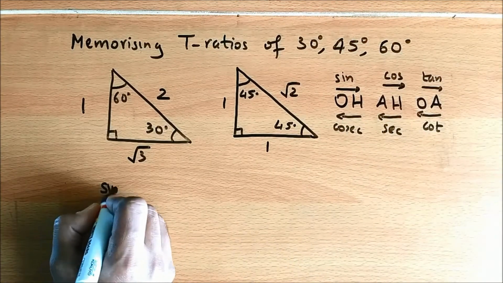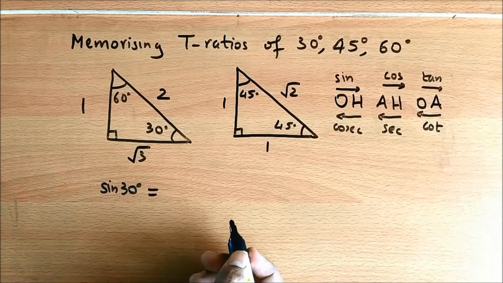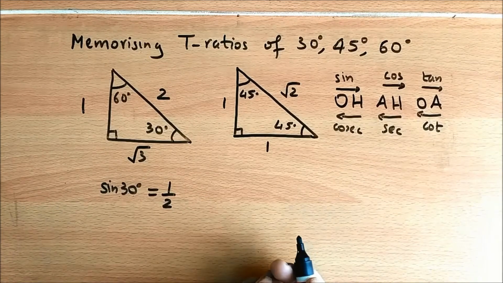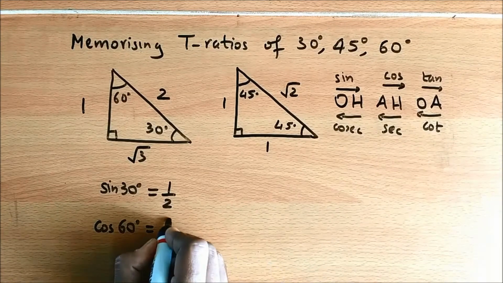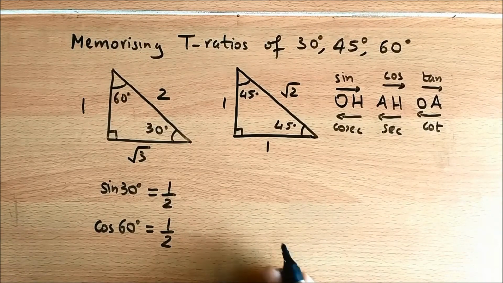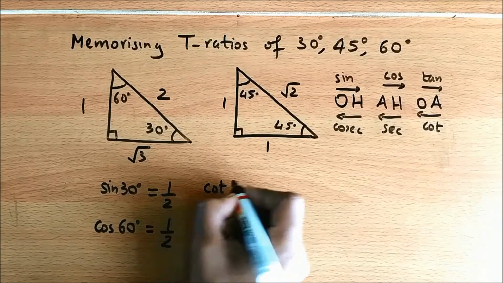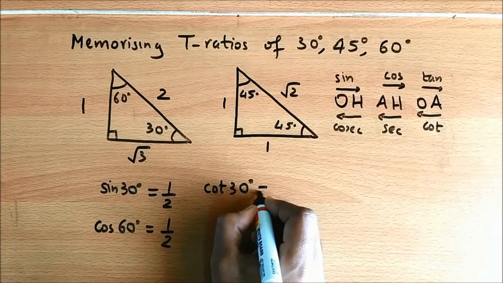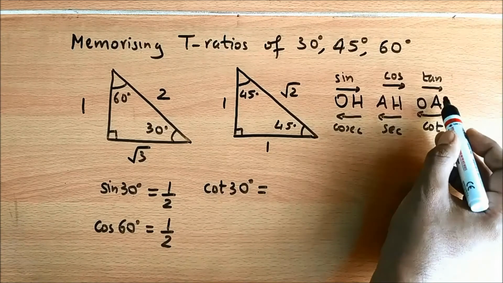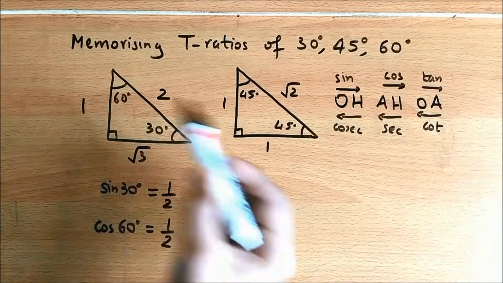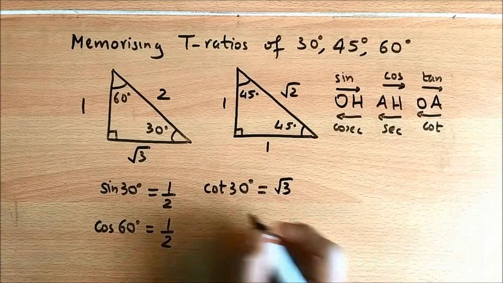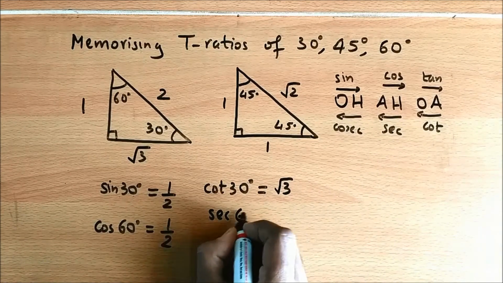Suppose I want to find sine 30. So opposite of 30 is 1, hypotenuse is 2. Then cos 60, adjacent is 1, hypotenuse is 2. Next, say we have cot 30. Yes, what is cot? Adjacent upon opposite. So it would be root 3 by 1, that is root 3.